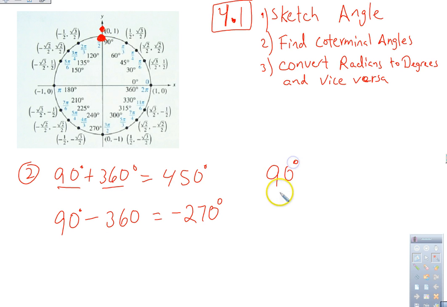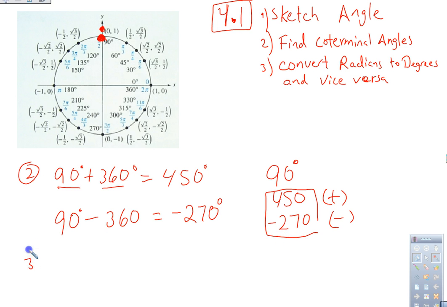90 is coterminal with 450, which is also coterminal with negative 270 degrees. This is a negative angle and a positive angle. Coterminal angles.